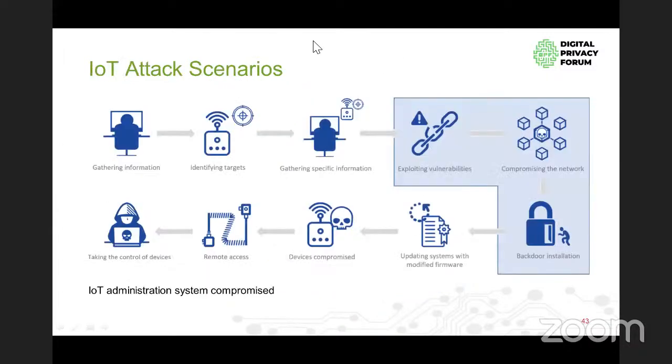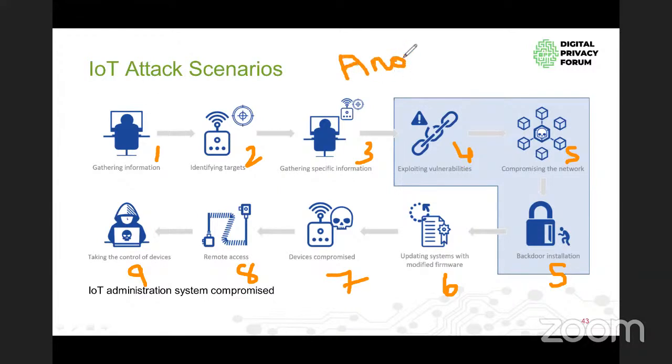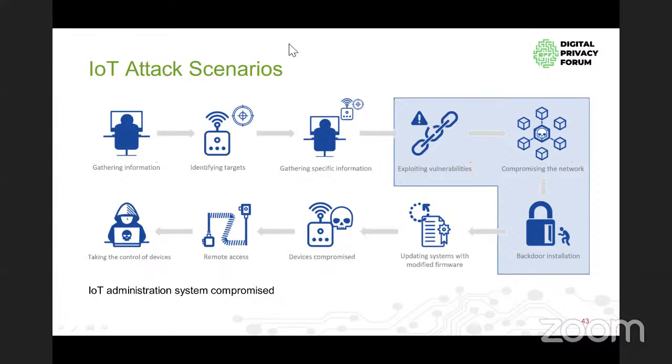So attack scenario, let us see. I gather information, I identify the target and gather very specific information, then exploit the vulnerability, compromise the network, and install some kind of malware or spyware, then update the system with modified firmware. I can do that, so that your device is compromised. Then I can remotely access the device and take control of the device. This is normal hacking. We saw the anatomy of hacking, right? Same thing we are using here for IoT attack. So please understand, it's not going to happen immediately. It is going to happen step by step.